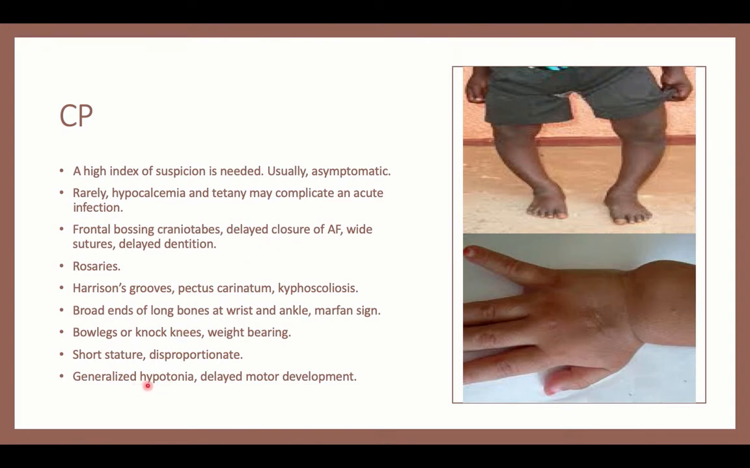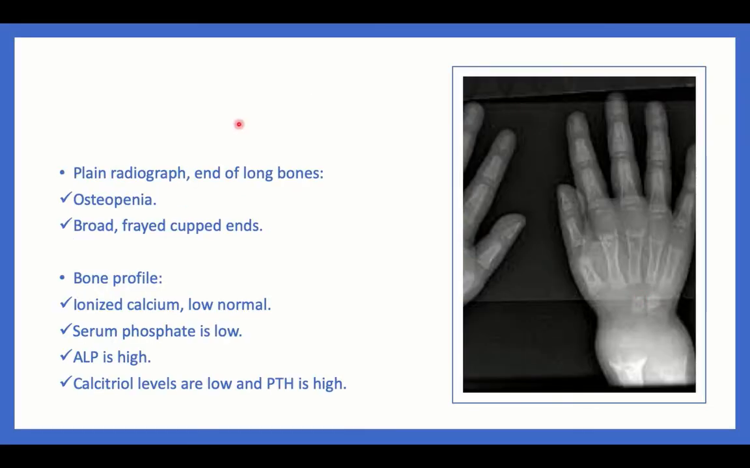Generalized hypotonia is present in rickets, and this is the cause of delayed motor development in these cases. Also notice the broadening here at the wrist joint due to enlarged metaphyseal region. Diagnosis of rickets is very easy. The earliest signs of rickets are the radiological features plus the high alkaline phosphatase levels. These are the earliest signs.